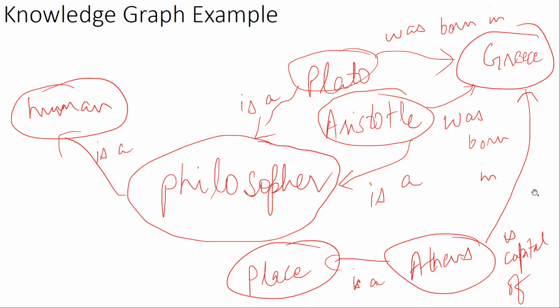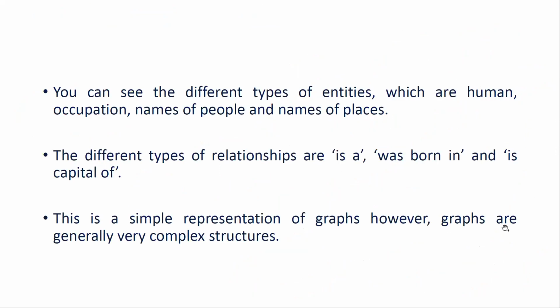So when we are connecting to different people, first friend, second friend, or friend of friend, so second connection on LinkedIn, third connection on LinkedIn. Those kinds of connections are built on knowledge graph examples only. So you can see that the different types of entities, which are human, occupation, names of people and names of places, are there in this. The different types of relationships are: is, was born in, is capital of. So these are the relationships. This is a simple representation of graphs.